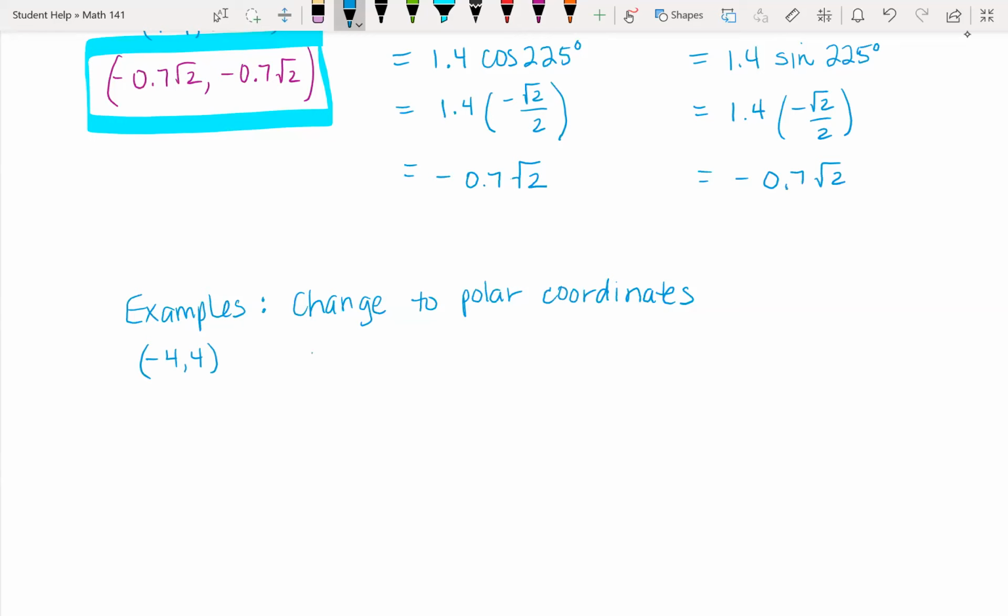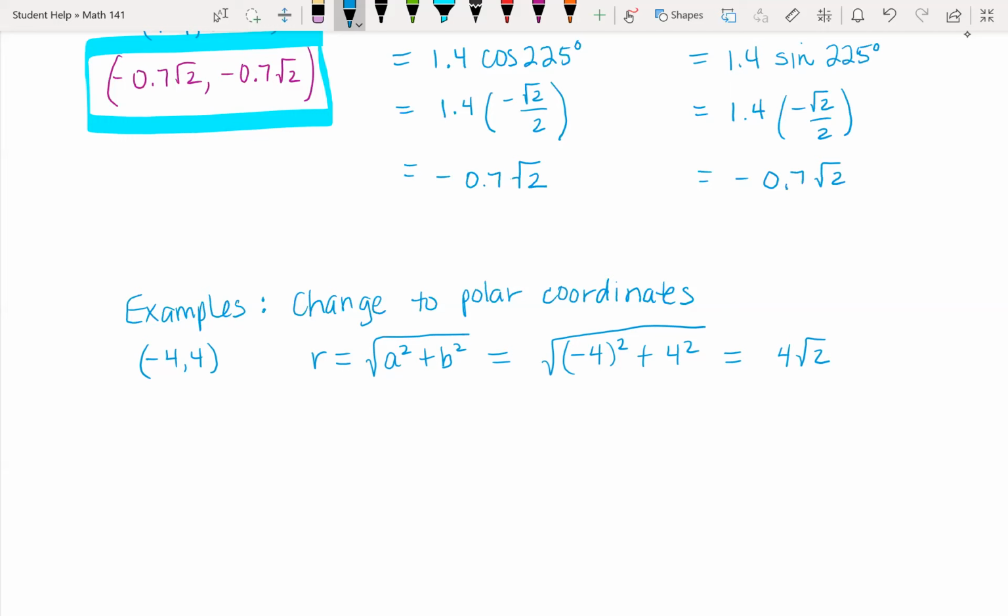So we'll use the formula of taking the square root of a squared plus b squared to find r, or -4 squared plus 4 squared, which will end up being 4 times the square root of 2, right? Okay, so that gives us the radius.